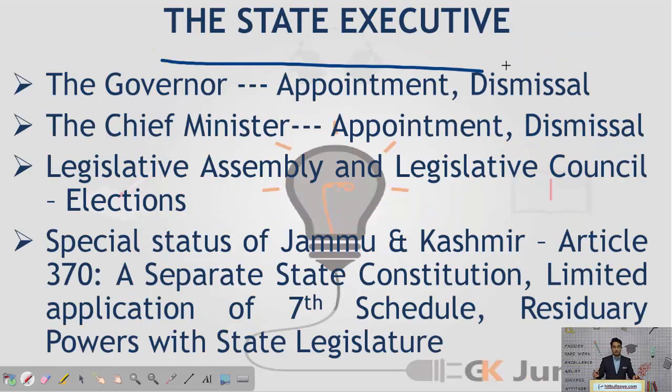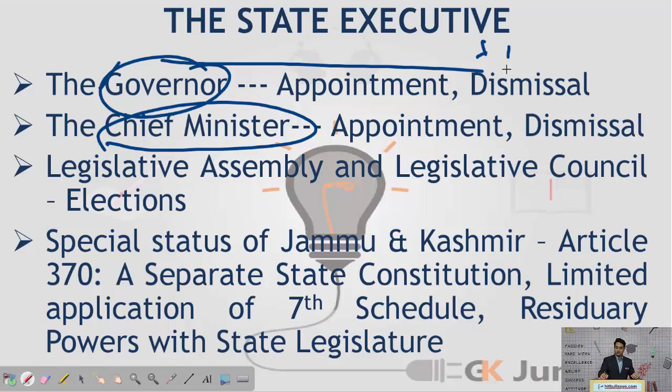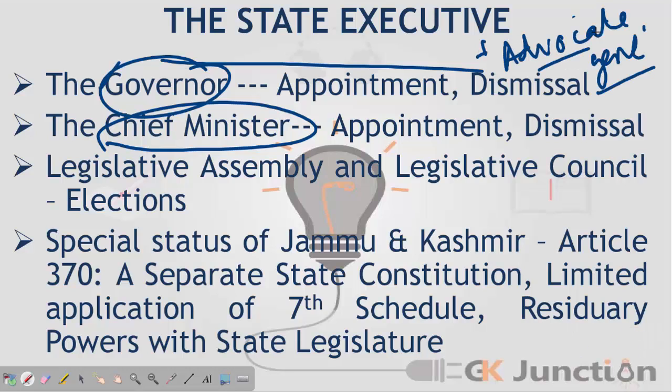Then there is the state executive. The state executive is headed by the governor, the chief minister, plus the advocate general. Now the post of advocate general is similar to that of attorney general. Attorney general is at the central level. Advocate general is at the state level.